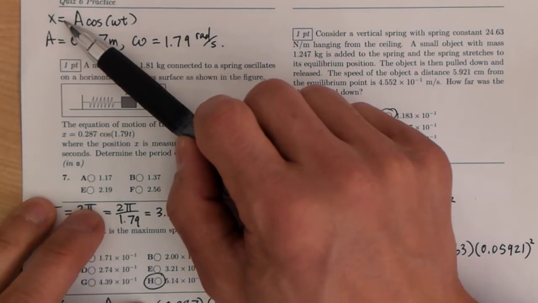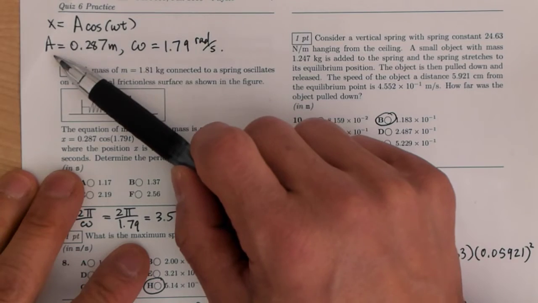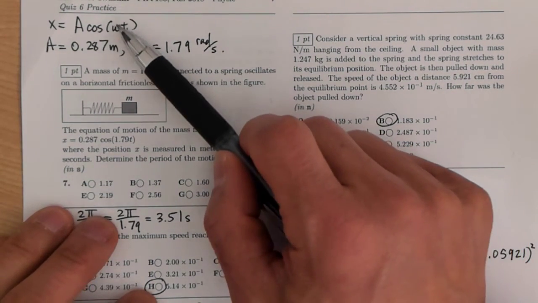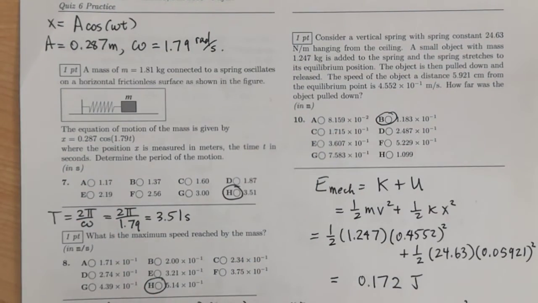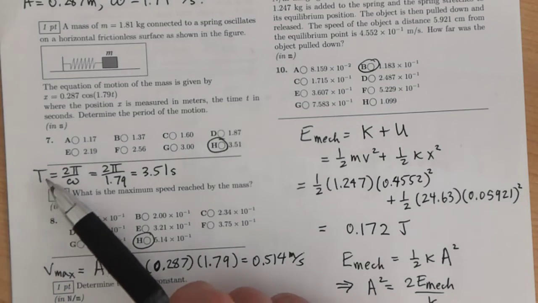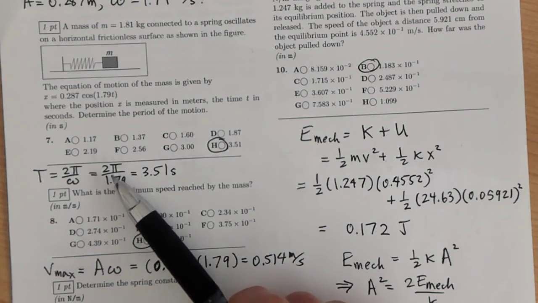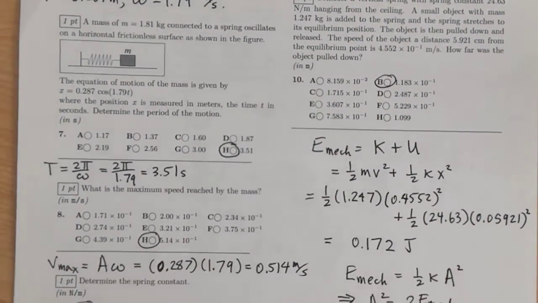Okay, so let's just read off the easy things. x is equal to A cosine omega t. A is the amplitude, 0.287 meters. Omega, if you read it off, is 1.79 radians per second. So to get the period is 2 pi divided by omega. That's 2 pi divided by 1.79, and we get 3.51 seconds.